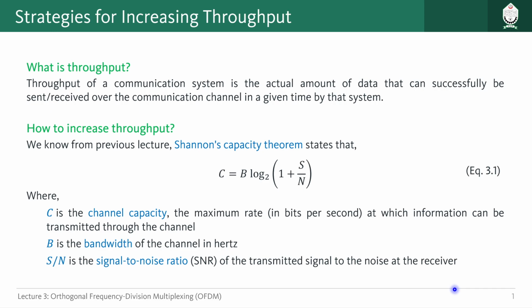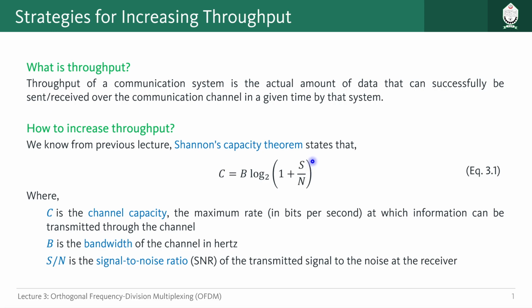Now, how do we increase the throughput of our system? From our previous lecture, we know that this was the formula for Shannon's capacity. Here C is the channel capacity, the maximum data rate we can achieve theoretically with our channel, and B is the bandwidth of the system, and S divided by N is the signal to noise ratio. So it basically relates our channel capacity with bandwidth and also signal to noise ratio.